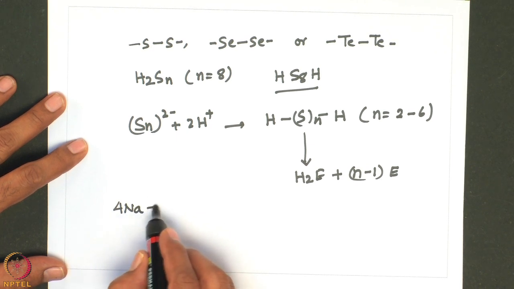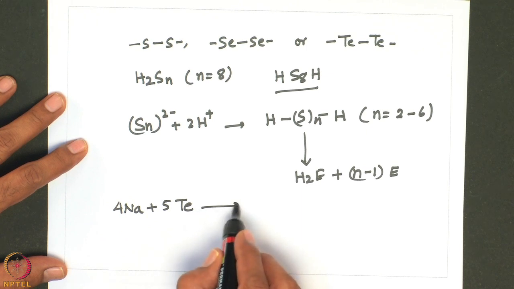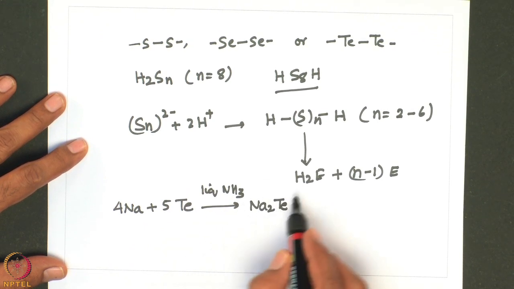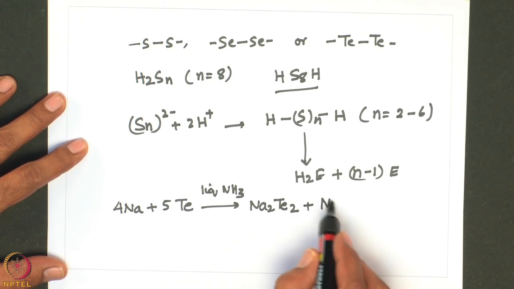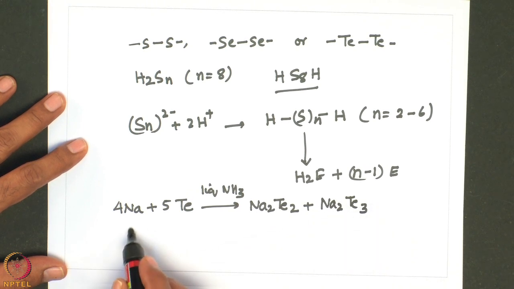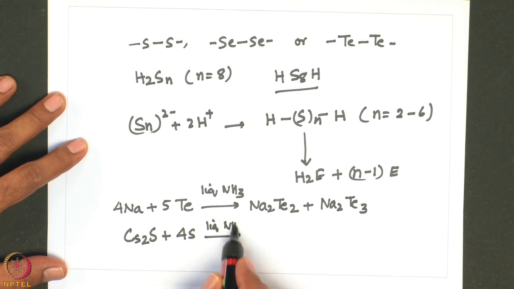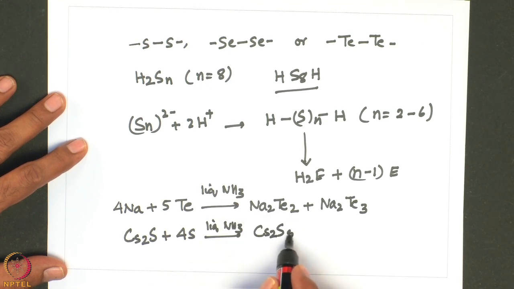Longer chain polychalcogenide anions of sulfur, selenium and tellurium are prepared by reaction of an alkali metal with the element in non-aqueous medium. We should remember that these reactions have to be carried out in liquid ammonia. For example, 4Na plus 5Te in liquid ammonia gives Na2Te2 plus Na2Te3. Similarly, cesium sulfide, when it is treated with sulfur in liquid ammonia, forms Cs2S5.